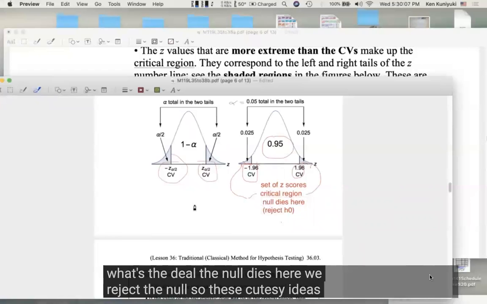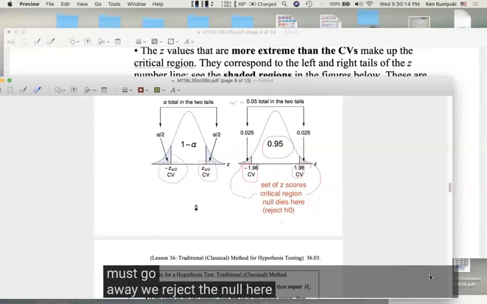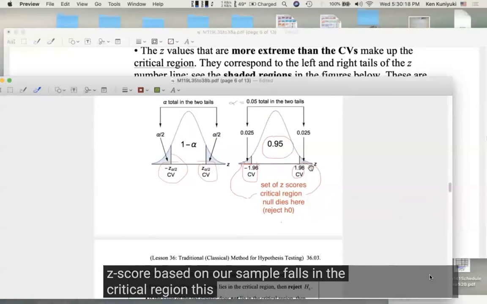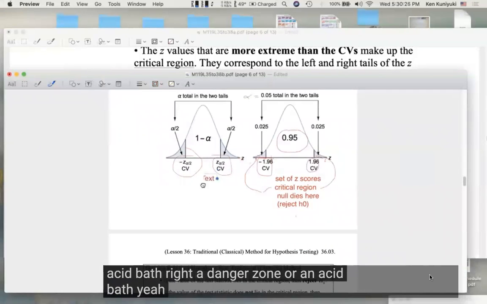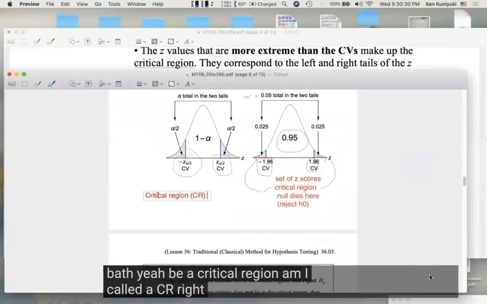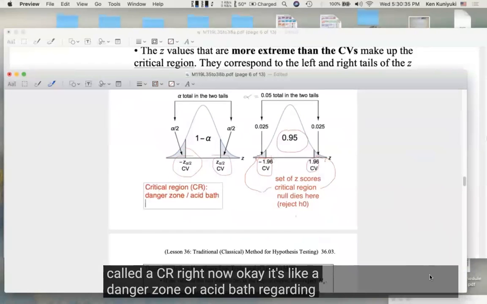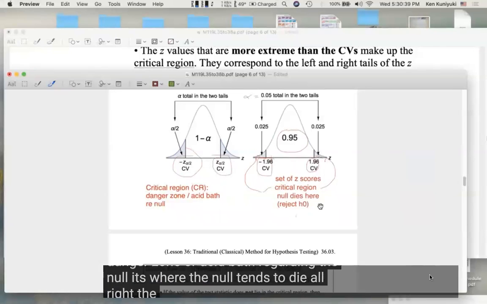So these cutesy ideas I'm giving you involve when the null is rejected. If the p-value is low, the null must go away. We reject the null. If the z-score based on our sample falls in the critical region, this danger zone, this acid bath, the critical region, I call it a CR, it's like a danger zone or acid bath regarding the null. It's where the null tends to die.